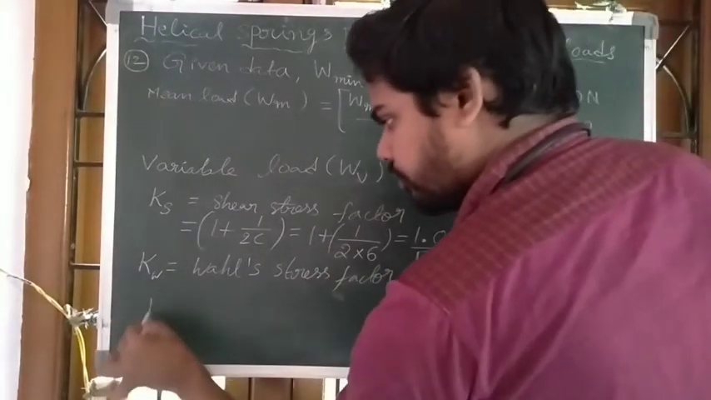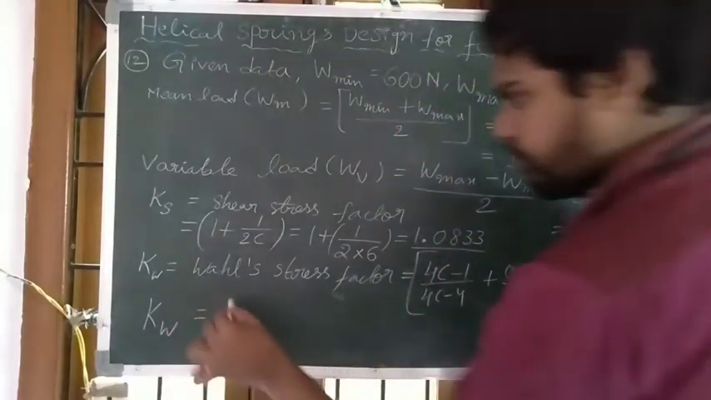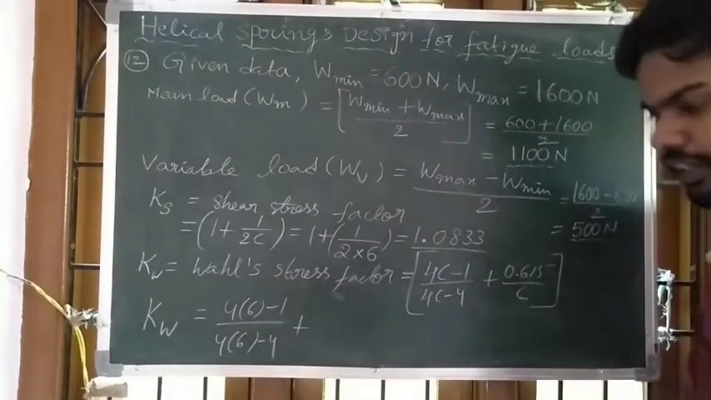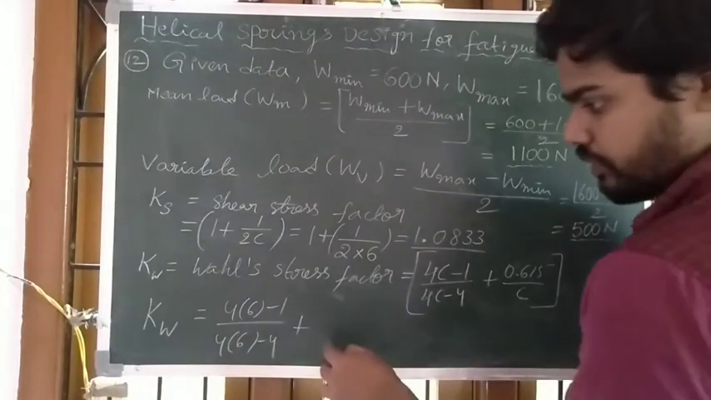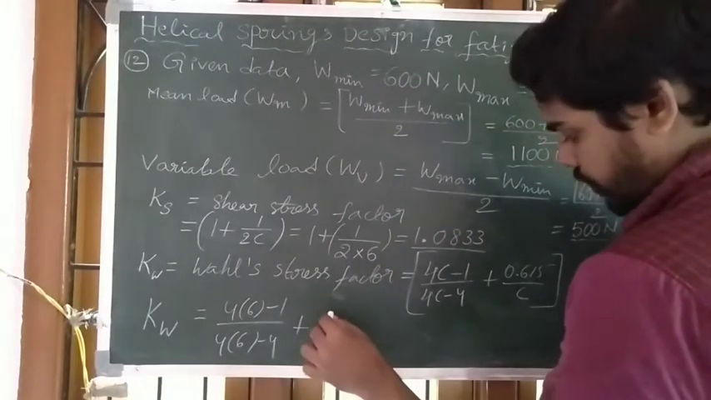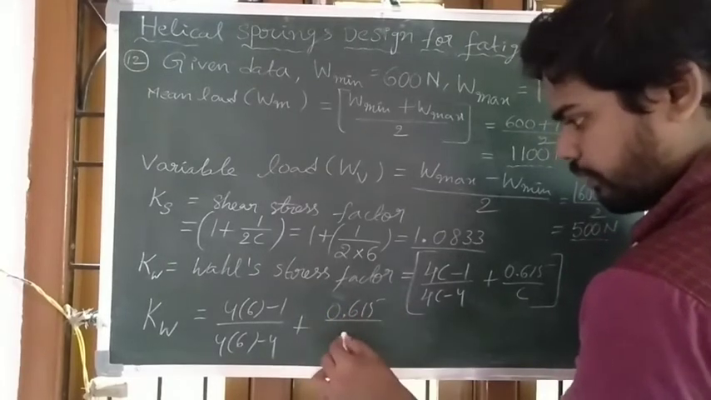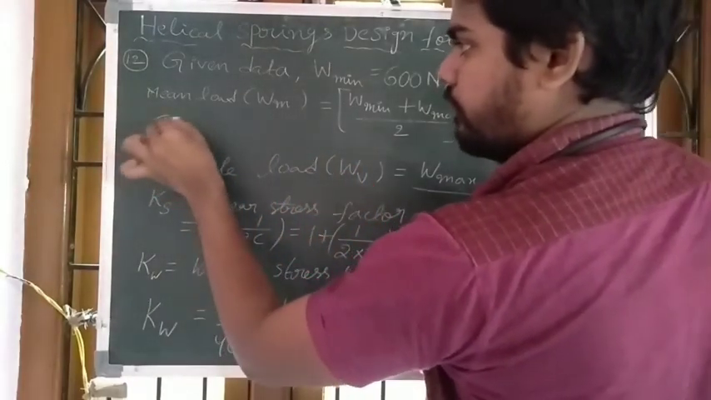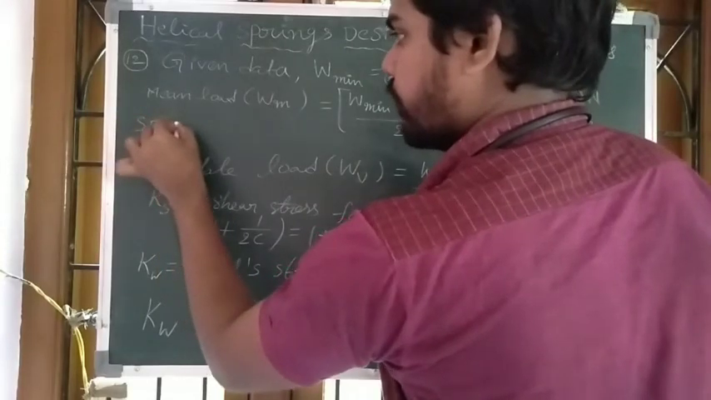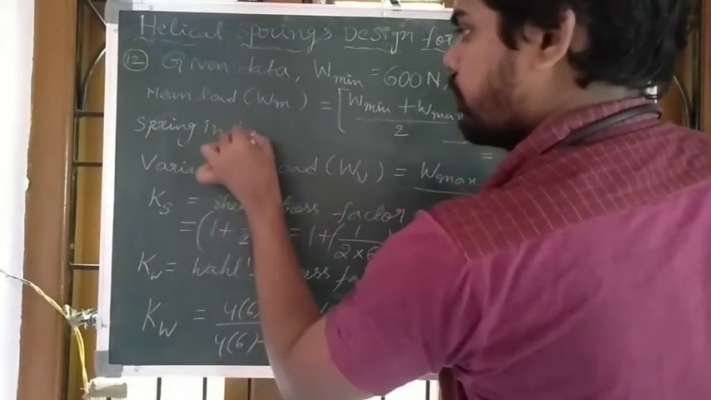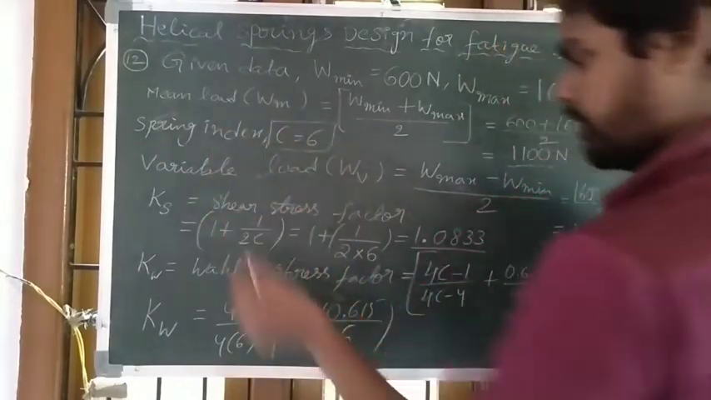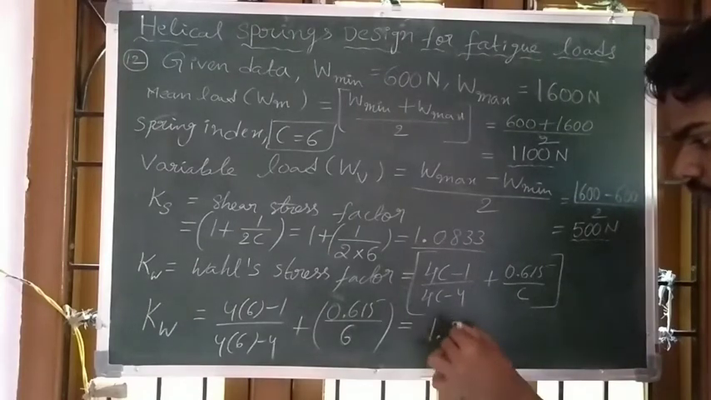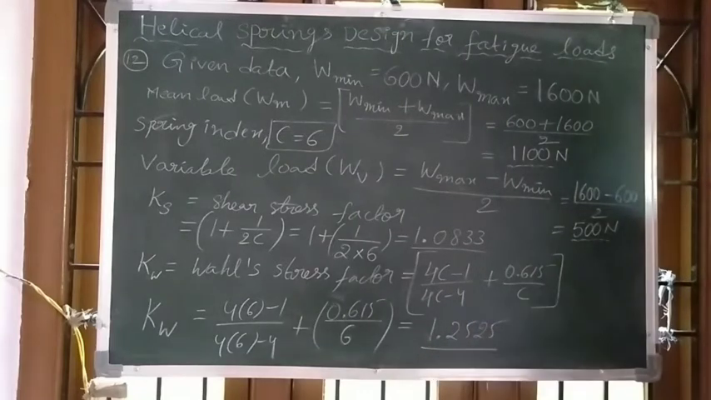Again, KW, the wall stress factor. If you substitute values, 4 into 6 minus 1, 4 into 6 minus 4, plus 0.615 divided by C, where the spring index value capital C is given as 6. So capital C is equal to 6. After calculating this expression, you will get the value 1.2525. Please cross check once.